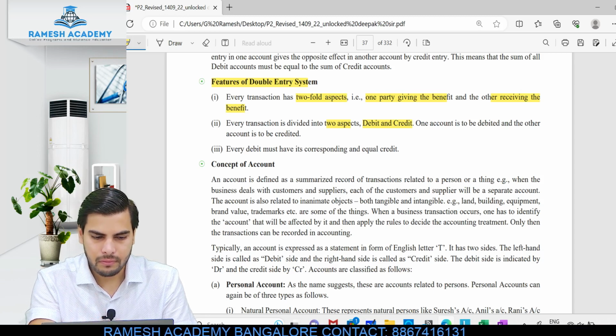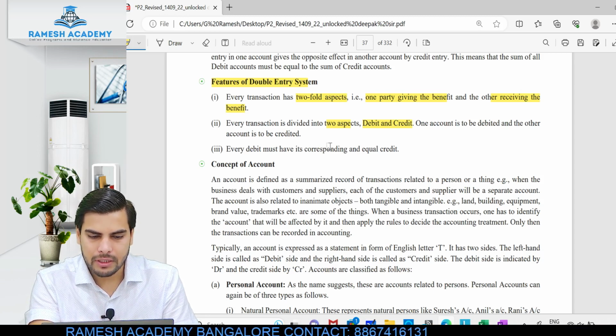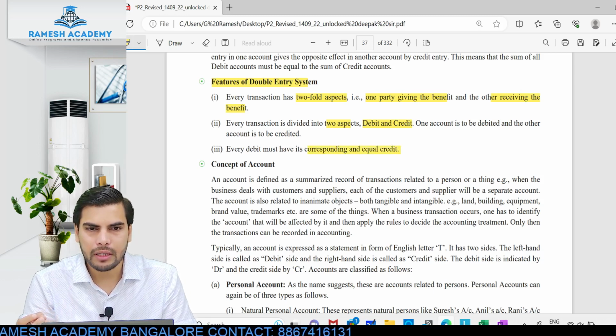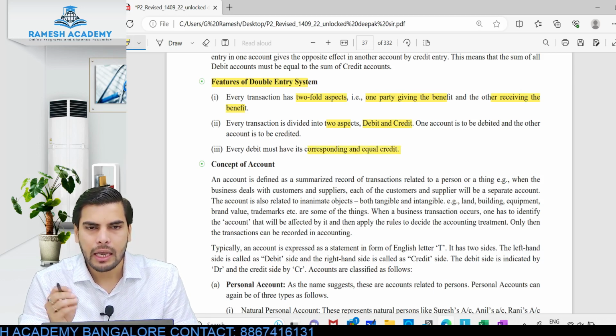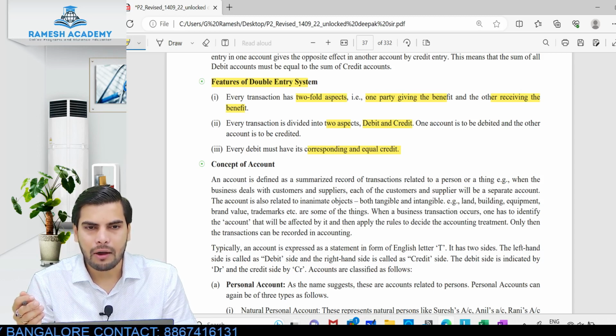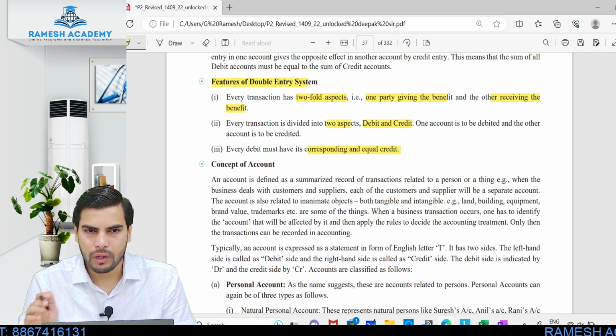Clear? Every debit must have its corresponding and equal credit. The same thing we have written: for every debit, there will be an equal and opposite credit. If I am debiting an account to the extent of 10,000, simultaneously I will have to credit another account to the extent of equivalent value. It should not be that you are debiting an account to the extent of 10,000 and crediting another account to the extent of 12,000. No. For every debit, there should be an equal and opposite credit. Simple?